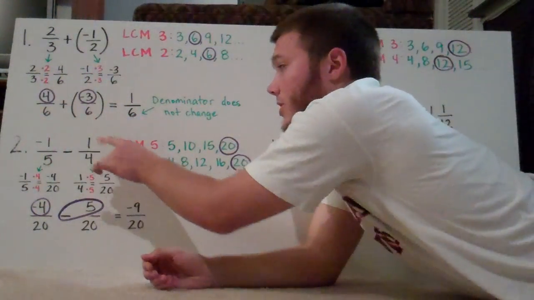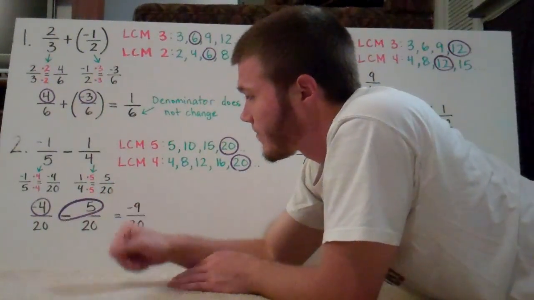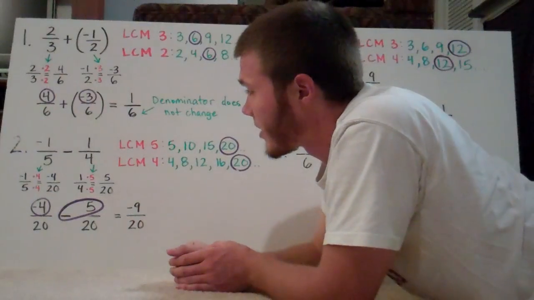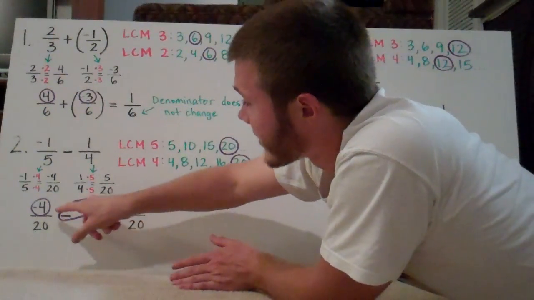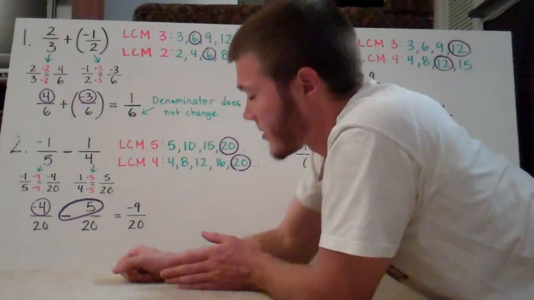And then same thing with this. I've got 1/4. I'm going to bring it down. 4 times 5 is 20. So I have to multiply the top number by 5. 1 times 5 is 5. Now I've got negative 4/20 minus 5/20.